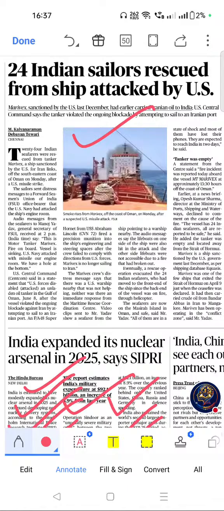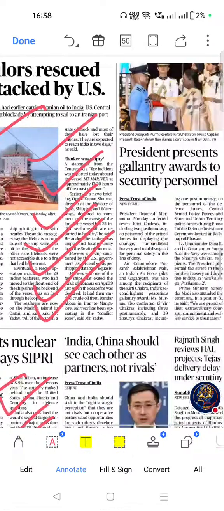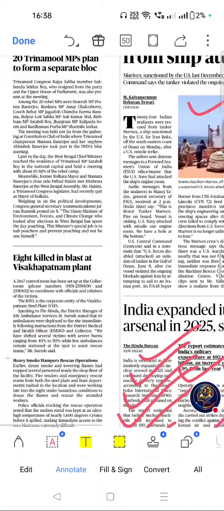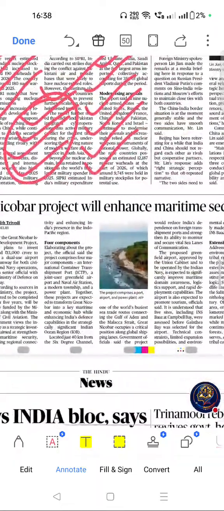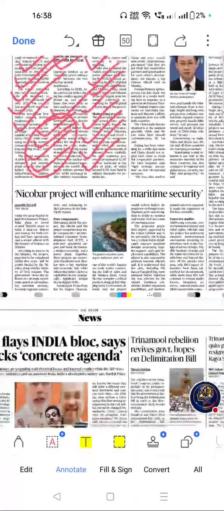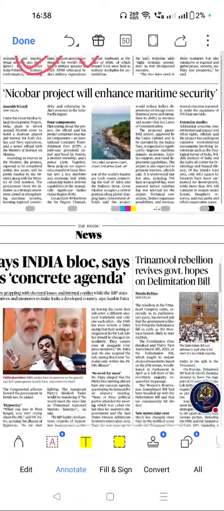24 Indian sailors rescued from ship attack by US. If you see the importance of this topic, maritime security is an important UPSC topic. Strait of Hormuz frequently appears in exams. Relevant for India's energy security. Key themes are Gulf security, maritime route, Indian diaspora, and energy security. Move on to the next important article from this page, which was this one.